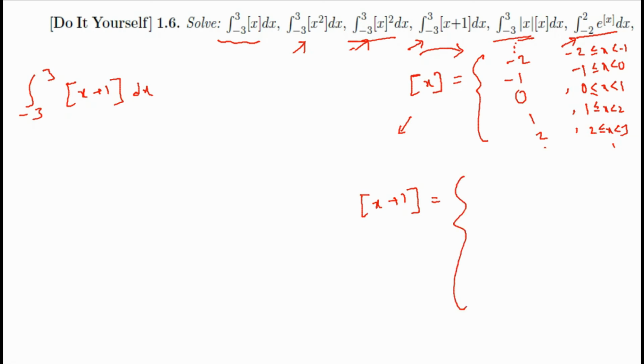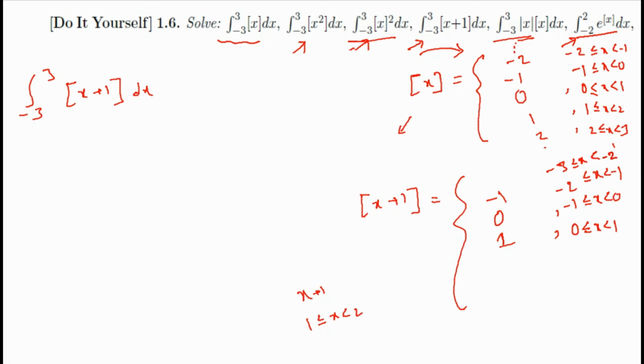Now if x has the range 0 to 1, 0 less than equal to x less than 1, so x plus 1 will be 1 less than equal to x plus 1 less than 2. So this is 1. Now if minus 1 less than equal to x less than 0, this is 0. If minus 2 less than equal to x less than minus 1, this is minus 1. Minus 3 less than equal to x less than minus 2, then this is minus 2.